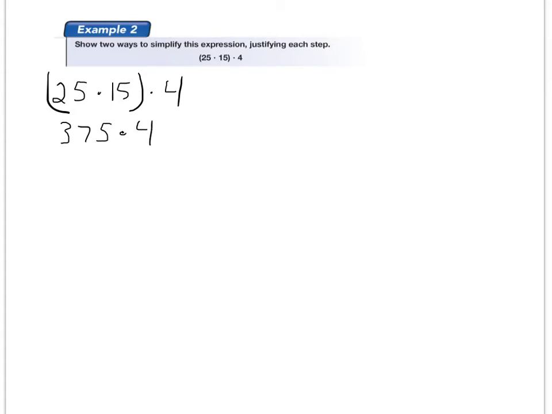Okay, justify each step means tell me why I'm able to do that. Well, I know that that's parentheses. Okay, and I always do parentheses first. Okay, sorry about that. There should be parentheses. Let's go ahead and erase it. Parentheses. Okay. Well then, I know that I can just do 375 times 4, and that's 1,500. Okay, and that's just multiplying.